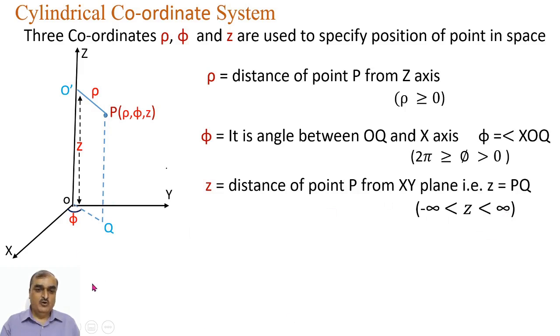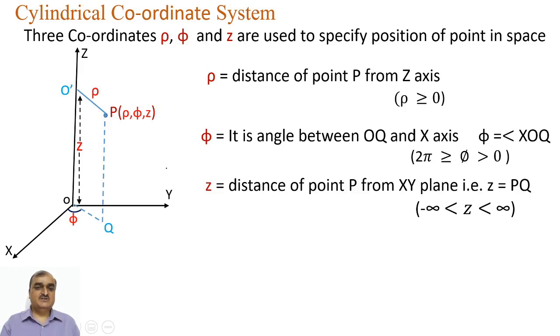If the point is below the xy plane, then the value of z is negative. And if the point is above the xy plane, in the positive z direction, then the value of z is positive.